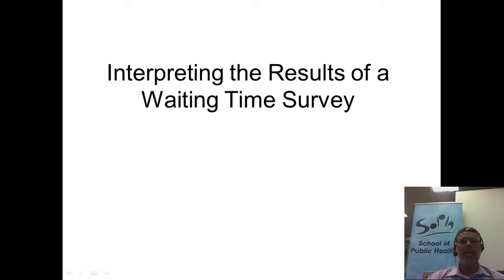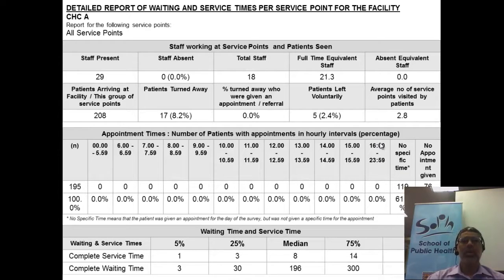So now let's look at how to interpret the results of a waiting time survey. This is a typical output you'd get from a waiting time survey. This is a summary of the main results, and this is obtained in an automatic manner from the database into which the data was entered. So exactly as you see it here, this is how it would pop up from the database when you click on the desired report.